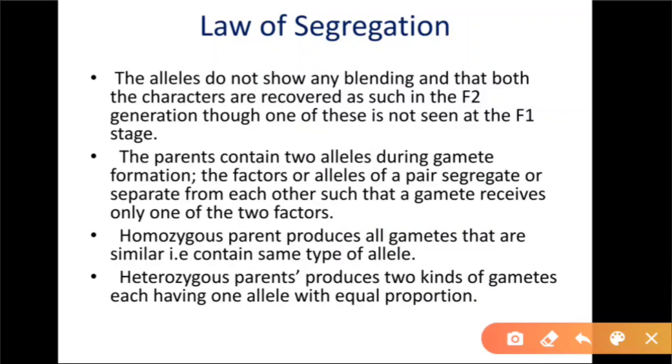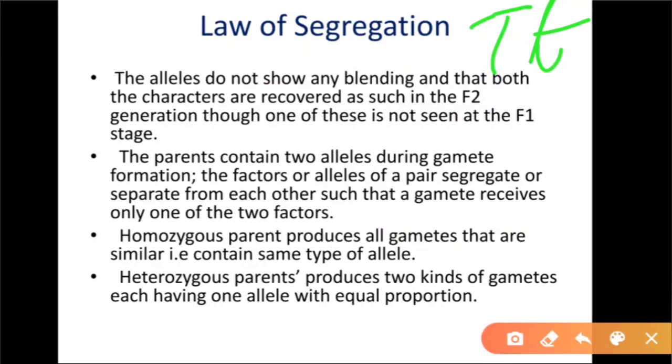Now, the law of segregation. In the law of segregation, alleles do not show any blending, and both characters are recovered as such in the F2 generation, though one of these is not seen at the F1 stage. The recessive character is not seen in the F1 generation, but it appears in the F2 generation. No blending means no mixing.